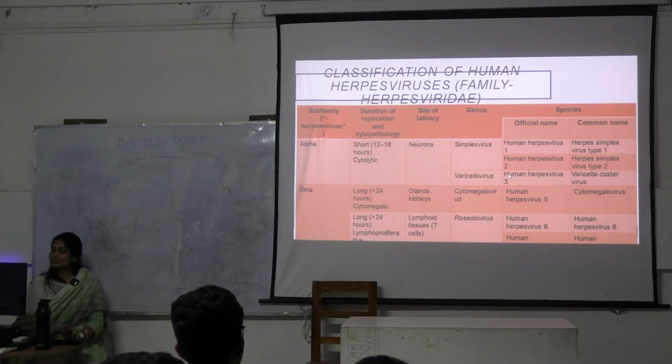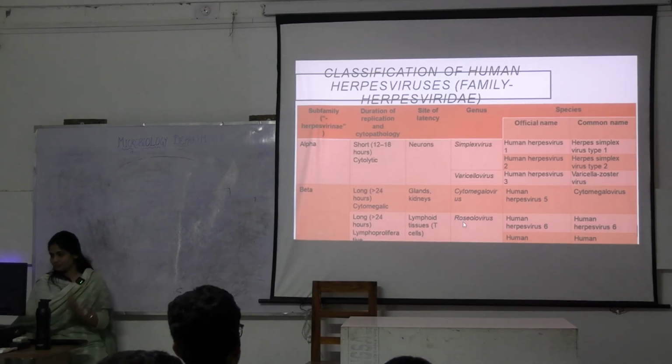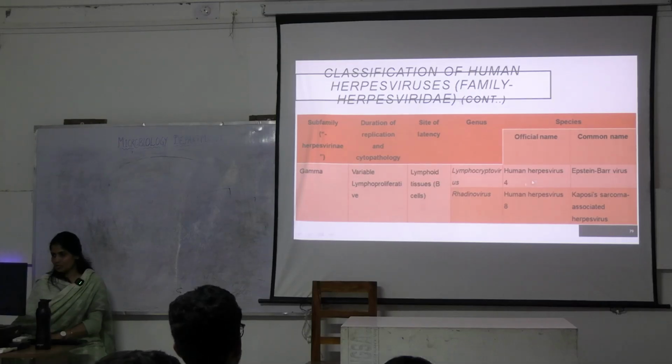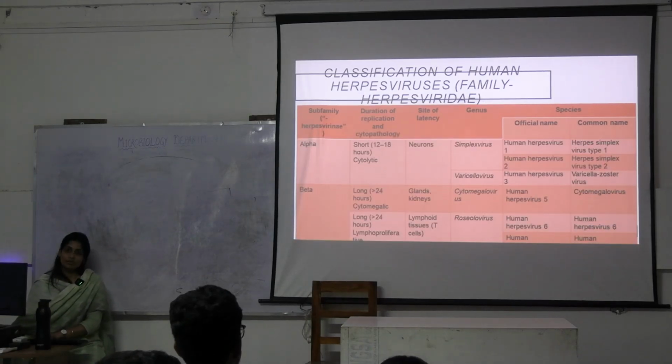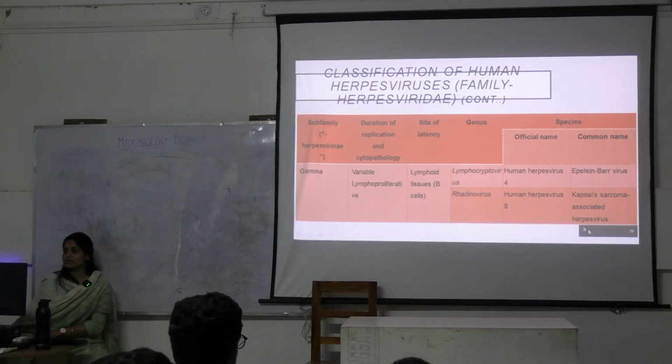How will you remember? First, just remember this: human herpes virus 3 is varicella zoster virus. Epstein-Barr virus, Barr has four letters, that is human herpes virus 4, right? Can you see? Human herpes virus 4. And CMV, which is cytomegalovirus, it is human herpes virus 5, okay? Rest others are human herpes virus only, 6, 7, and the 8th is able to cause Kaposi's sarcoma, okay? This is a precancerous.